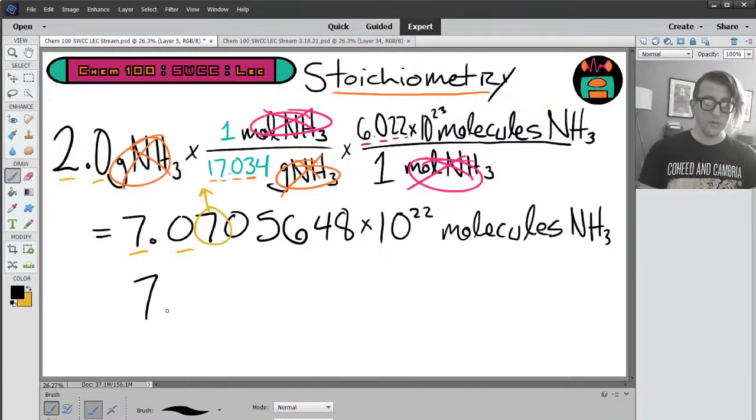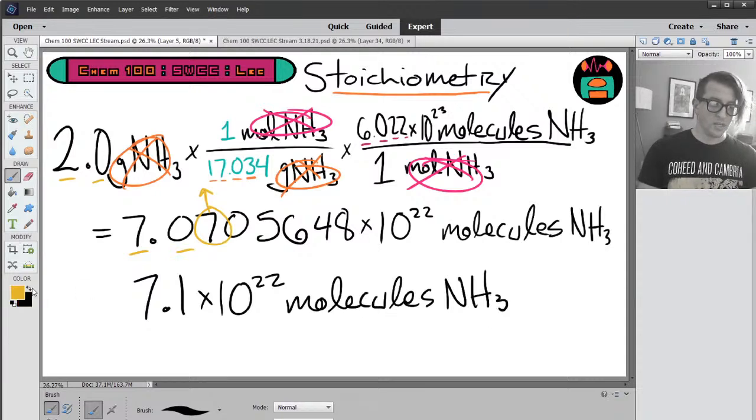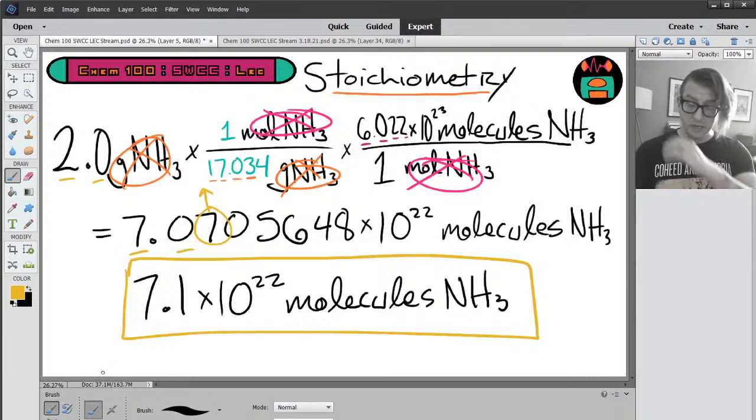And so 7.1 times 10 to the 22nd molecules of ammonia are contained within, excuse me, a 2-gram sample. So that is the answer for the question that I left you with on Tuesday of last week.